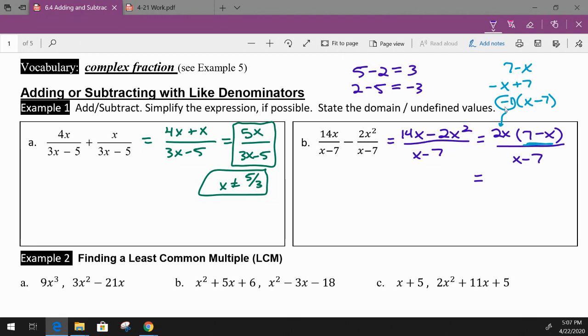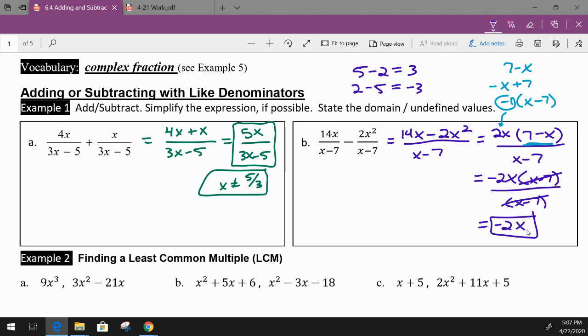So the negative 1 times the 2x would make this negative 2x. But now I have x minus 7, which will match the x minus 7 in the denominator. So now we have a common factor in the numerator and denominator, so it can be reduced. So our simplified algebraic expression is just negative 2x.